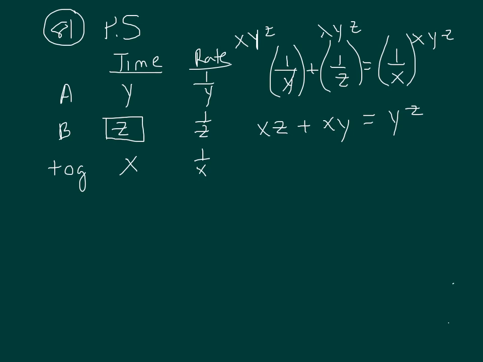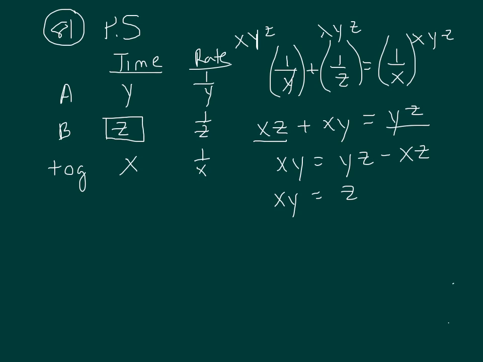And then I ask myself, what am I trying to find? Well, I'm trying to find Z. I've got a Z here and a Z here. Let's get those terms on the same side. XY equals YZ minus XZ. Trying to solve for Z, but I see Z in 2 places. I'd like to see it in 1 place.